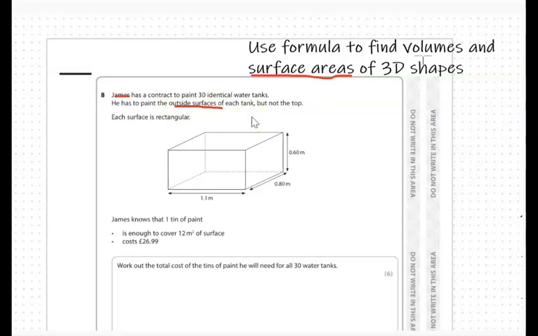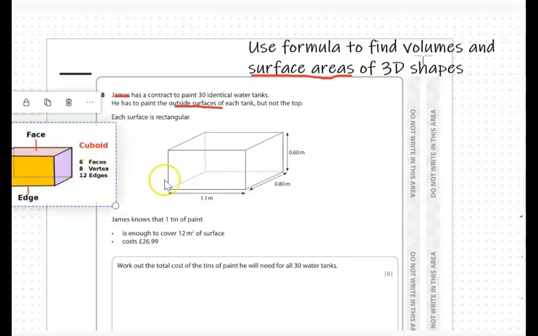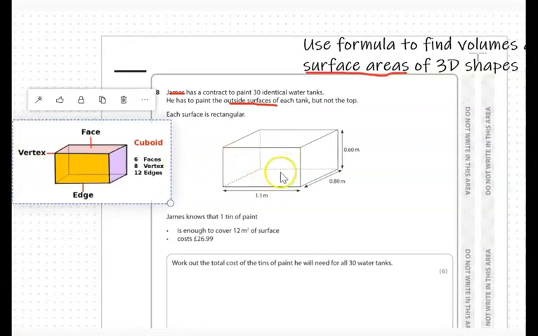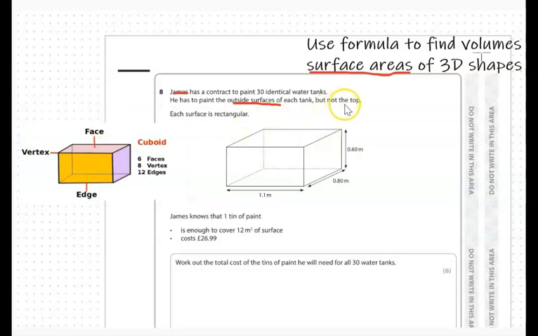Okay, so a bit of pre-knowledge that you need for surface area of a cuboid. What we're looking at, if I bring that up, is how many faces there are. So a cuboid has 6 faces: front, back, 2 sides and top, bottom. Obviously with this one, they're saying not the top. So we need 5 sides.